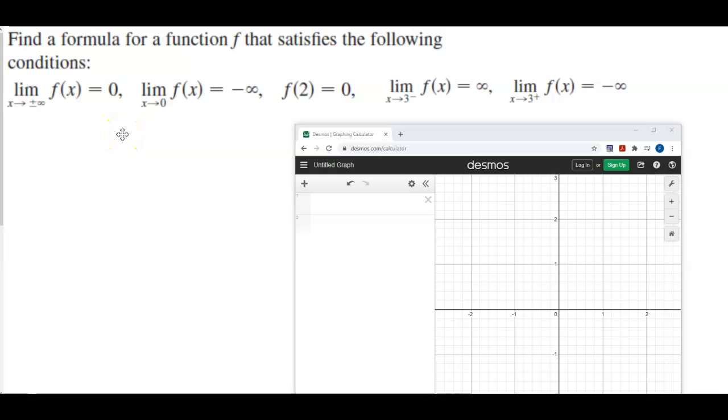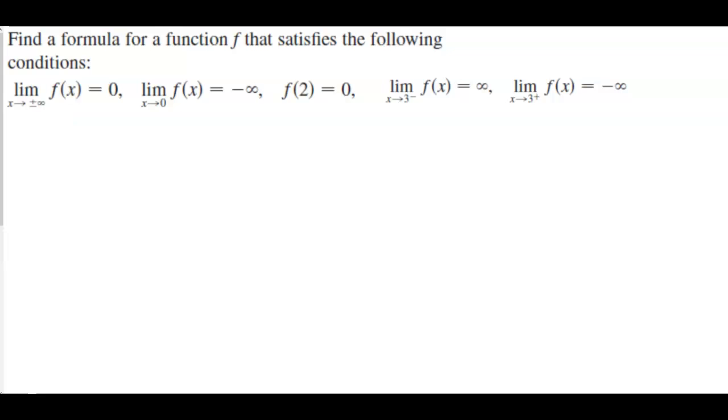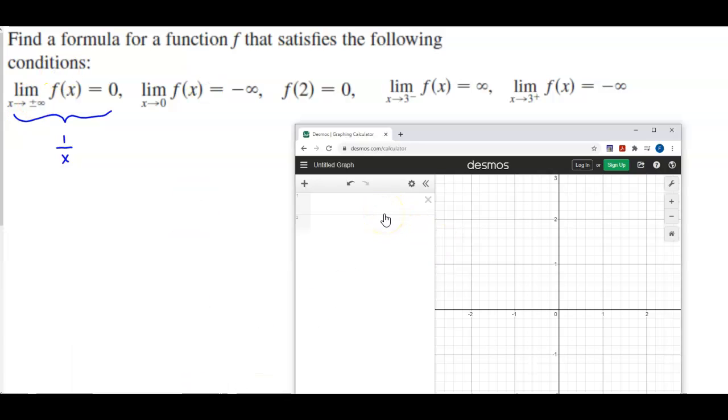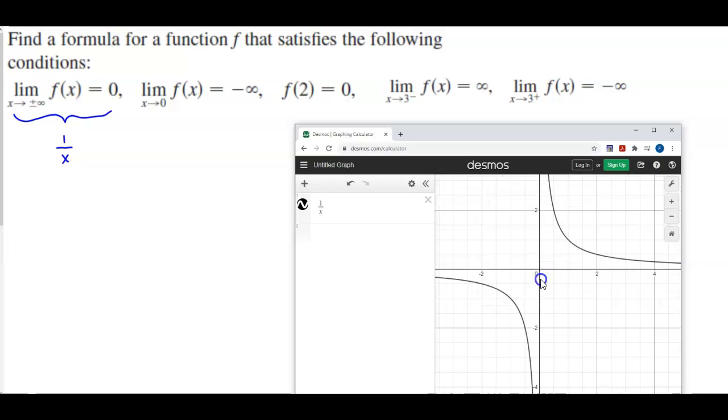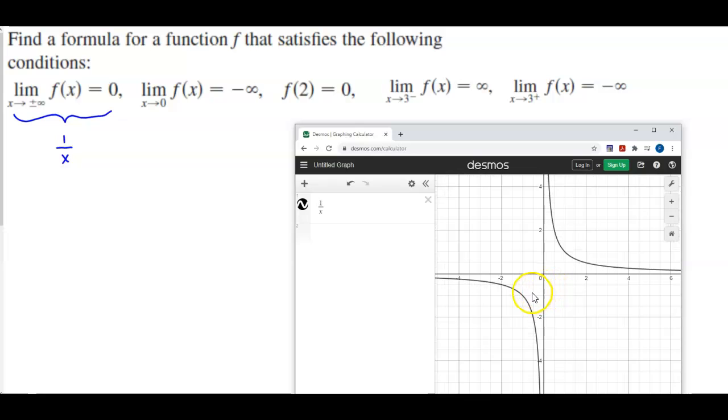Well, one of those functions that we can look at is the reciprocal function, and that reciprocal function is 1 over x. So let's just verify that result on Desmos. Okay, if we put in 1 and then divide that by x, we can see that as x is approaching positive infinity here, it's approaching 0. And as x is approaching negative infinity, it's approaching 0. So we know that 1 over x represents this first scenario.